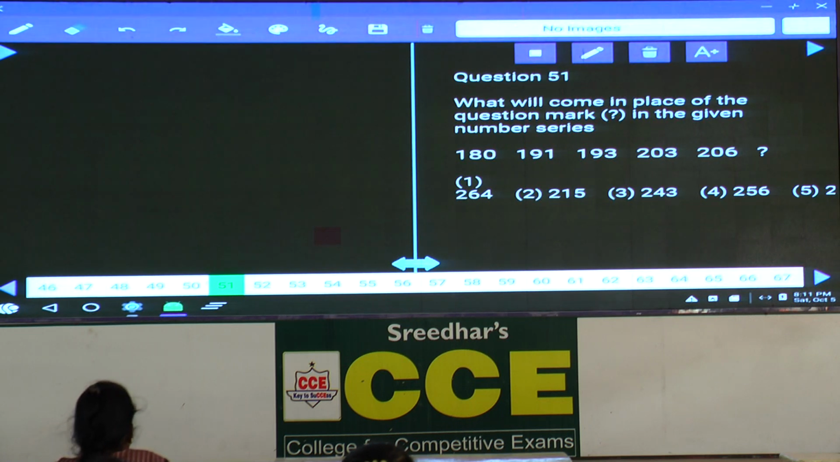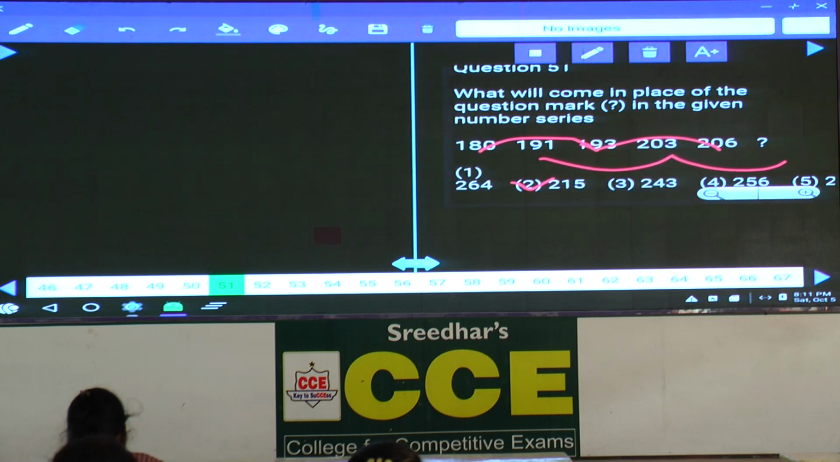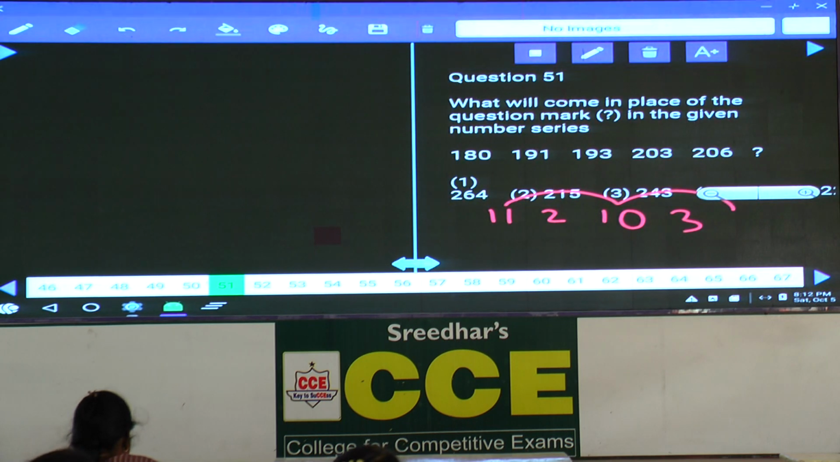215. It is an alternate pattern because the numbers are increasing and decreasing. Isn't it? 180 plus 11, and plus 13, so here the difference is how much? 12. Next one is 12, and 203 plus 12 is 215, that is choice 2. Done? Alternatively, in the regular format, the differences are 11, 2, 10, 3, 11, 10, 9, 2, 3, 4. Then also you will get the same answer.